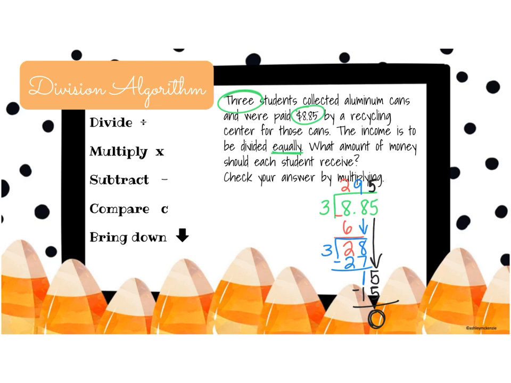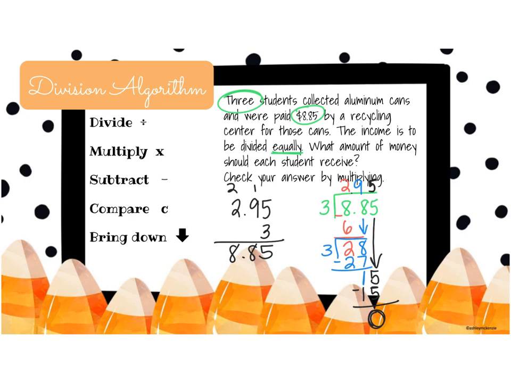That's why it says right here, check your answer by multiplying. Okay, we've got to check our answer. So if you had done 295 times 3, you would have ended up with 885. Whoa. Not $8.85. So don't forget your decimal there. So we can check it. $2.95 times 3. We check it and we end up with $8.85.